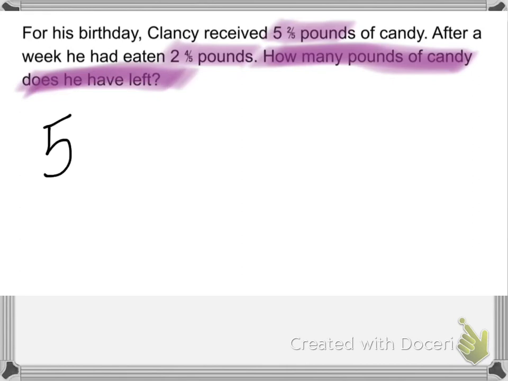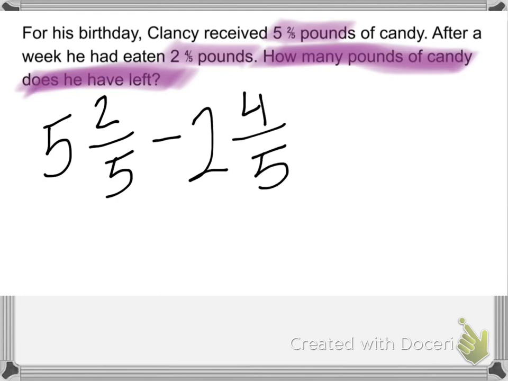So I'm going to take 5 2/5, because that's how much candy he had to begin with. And then Clancy ate 2 4/5 pounds of candy. Again, same common denominator, so I'm going to look at my first fraction here, which is 2/5. And 2/5 is smaller than my second fraction, 4/5. So I have to turn these mixed numbers into improper fractions.